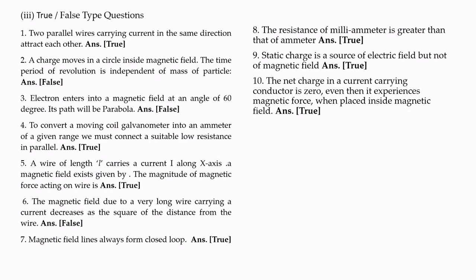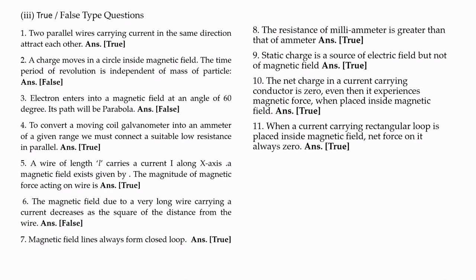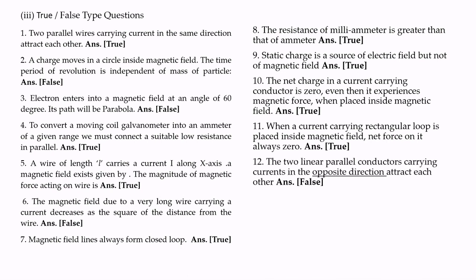Question number 10. The net charge in a current carrying conductor is 0. Even then it experiences magnetic force when placed inside the magnetic field. True. Question number 11. When a current carrying rectangular loop is placed inside a magnetic field, net force on it is always 0. True. Question number 12. The two linear parallel conductors carrying currents in opposite direction attract each other. False, because they repel each other.